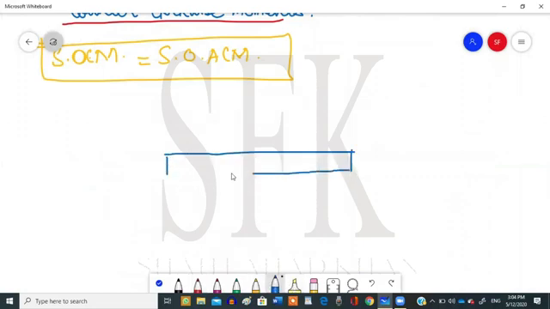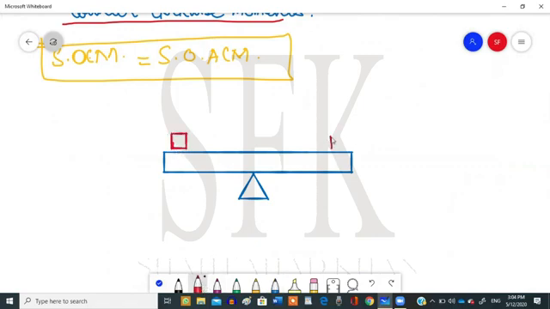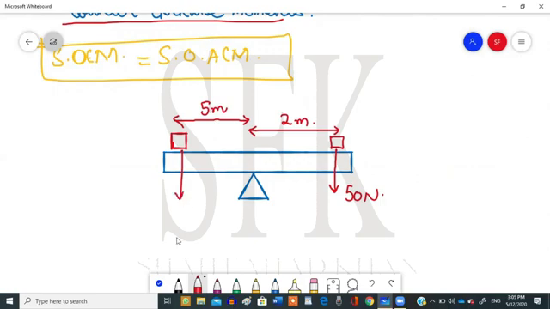For example, if I have a log placed on top of a pivot, and I have two masses, one to the left and the other to the right. The mass on the right has a weight of, let's say, 50 newtons, at a distance of, let's say, 2 meters. And the mass on the left-hand side is at a distance of, let's say, 5 meters, and its weight is, let's say, 20 newtons.